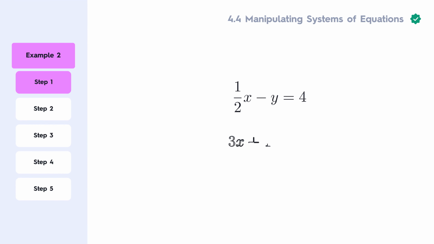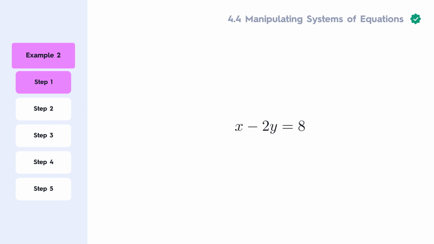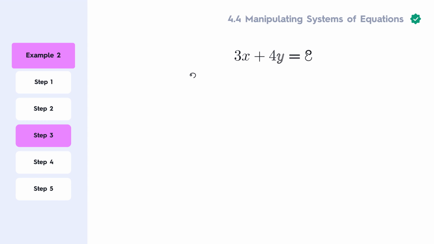Let's solve the following system of equations using substitution. We notice that the first equation contains a fraction. To simplify our calculations, we can multiply the entire first equation by 2 to eliminate the fraction. This will make the substitution process easier. Now that we have the simpler equation, we can solve for x. This will allow us to substitute this expression for x into the second equation. Let's now substitute this expression into the second equation to eliminate x.